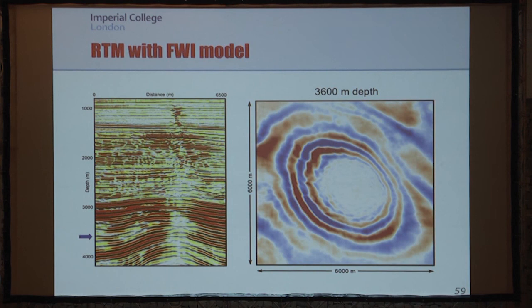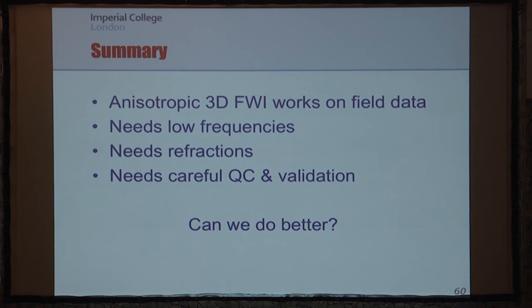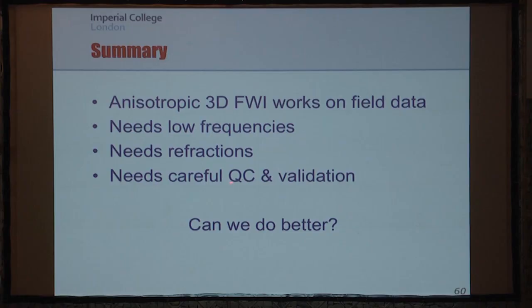So let me summarize here. I think what I've shown you is anisotropic 3D full waveform inversion works on field data. It's important it's anisotropic. We need low frequencies currently. We need refracted energy, so we need this energy that's gone down and turned round. We need currently pretty careful QC and careful validation to make it all work. So these things are all limitations on full waveform inversion. So when you do everything properly, it works.